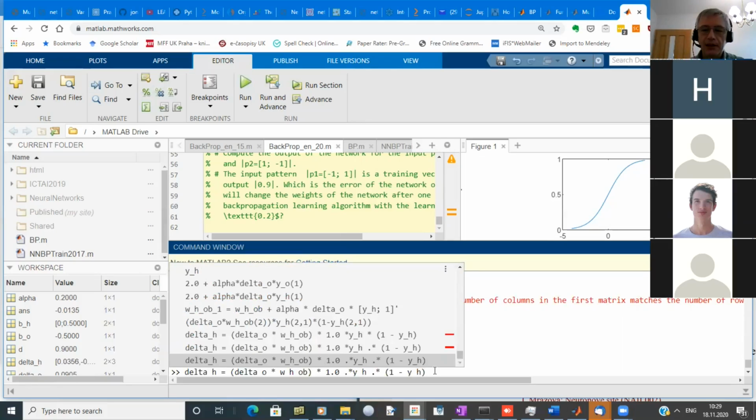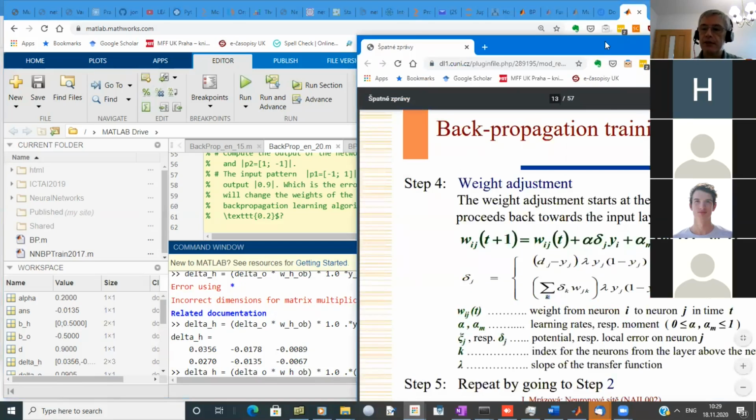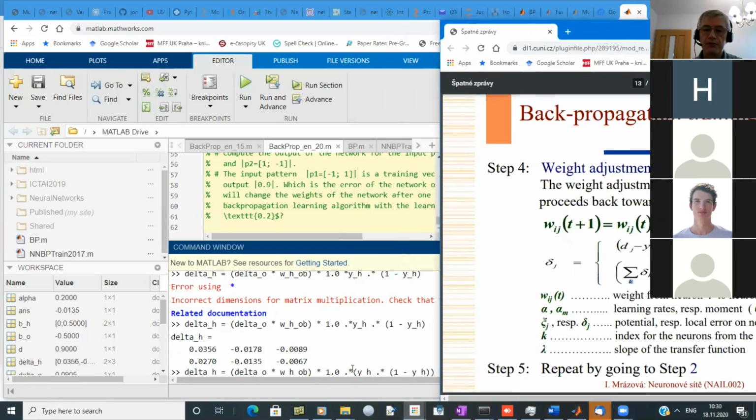So let us work through that. So of course, this part, put it into parentheses, this must be computed element-wise, because according to the formula, we must multiply output of the neuron times 1 minus output of the neuron. So this is really required.